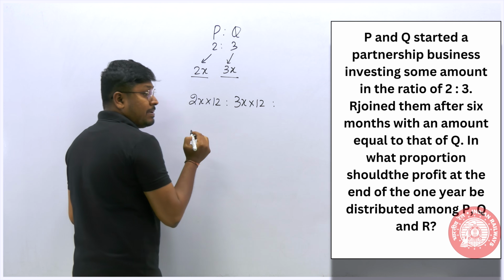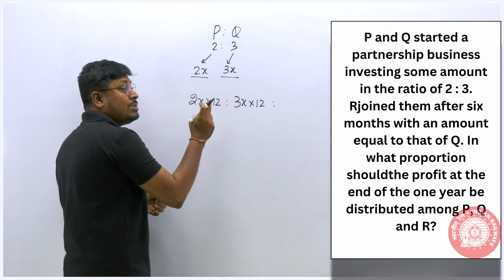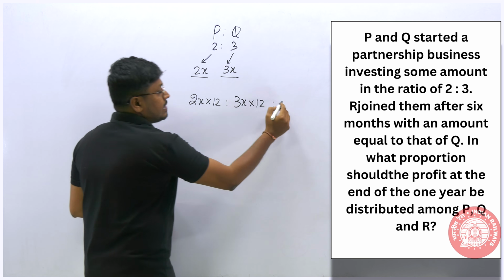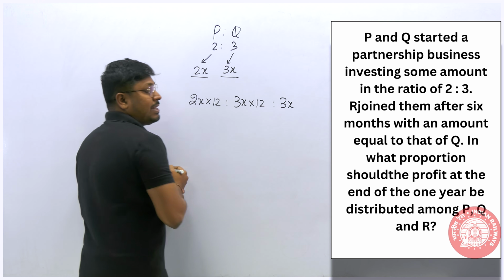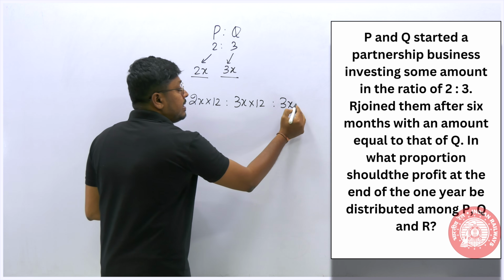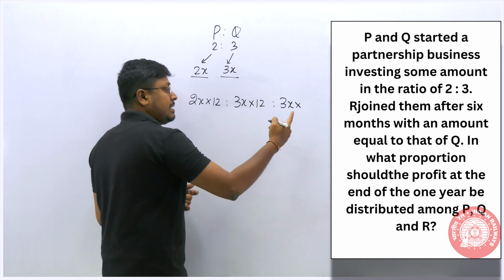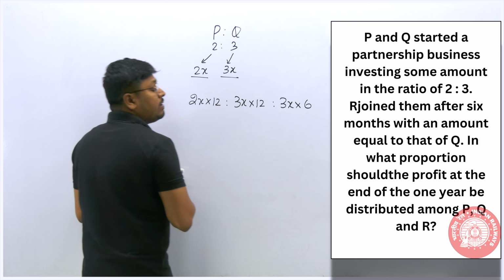And what about the third person? The third person is also investing an equal amount as Q. What is Q's investment? 3x. So R is also investing 3x, but the person R is not there for the complete 12 months. He is joining the business only after 6 months. So for the remaining 6 months he will be in the business.